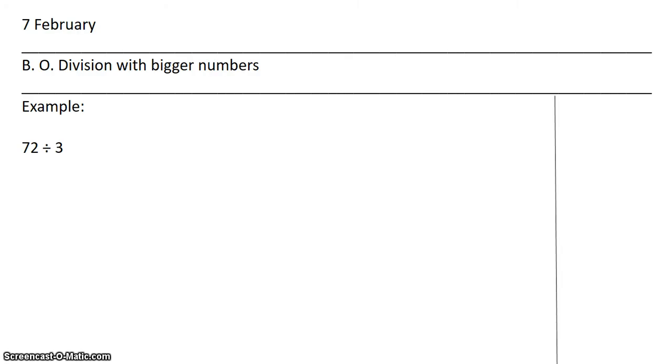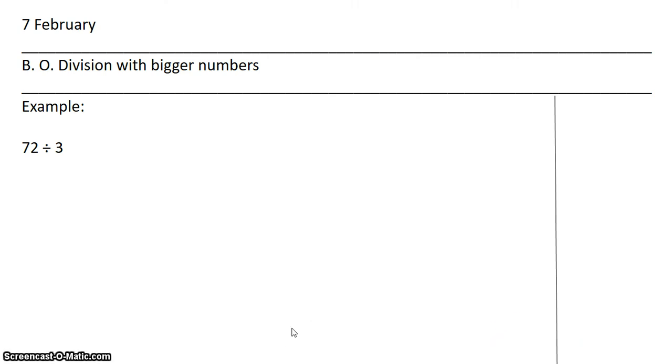Okay, so today we learnt about division using bigger numbers, and our example sum today was 72 divided by 3. Now, when we are dividing by bigger numbers, we still need to create this margin on the right hand side of our page. So please make sure you have done a ruler's width margin on the right hand side of your page before you start doing anything.